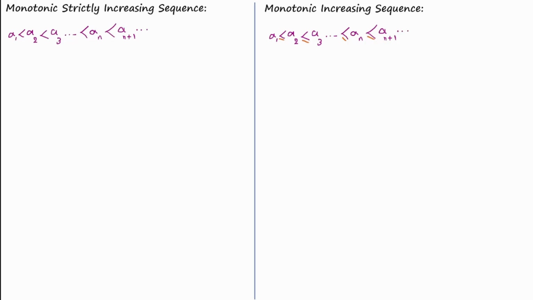In this video, we are going to talk about monotonically increasing and decreasing sequences. So let's explain what it means for a sequence to be monotonic. A monotonic sequence is either increasing or decreasing. For example, for an increasing sequence, each term is greater than the previous one.